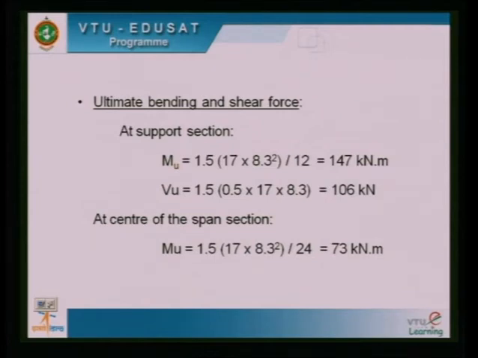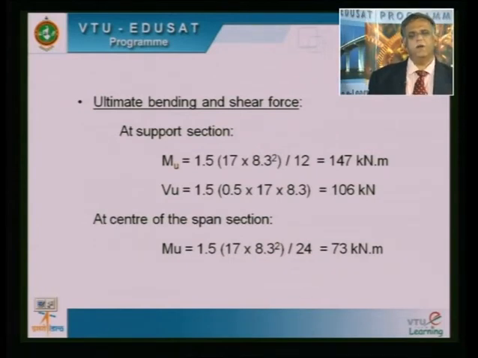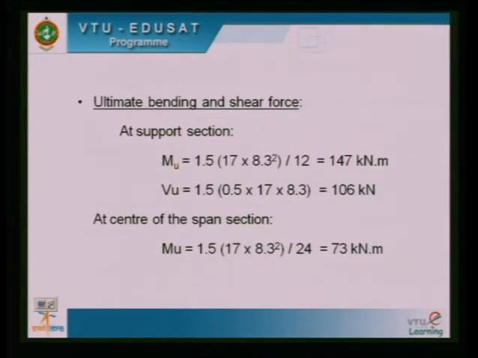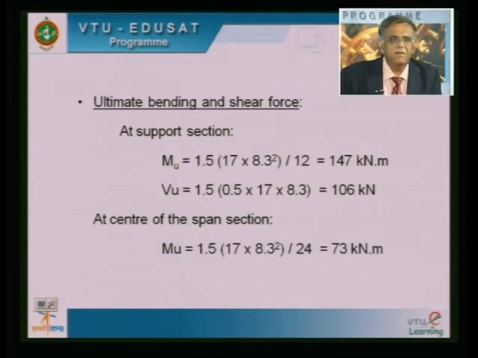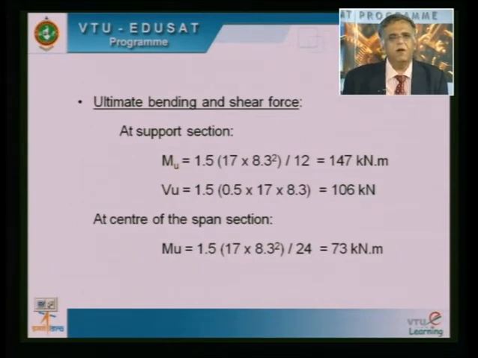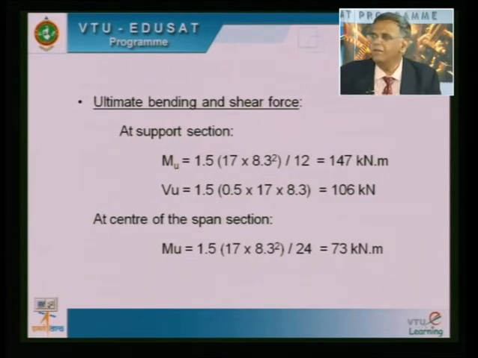The first moment is at the support, which is 17 into 8.3 square by 12. At the support, please assume this value as W square by 12, as you had assumed the mid span moment as W square by 8. In the mid span, normally we take the moment as W square by 8, but at the support it will be W square by 12. Please note this down, and hereafter take the support moment as WL square by 12. In fact, one can do the moment distribution or the analysis and arrive at the exact value of the moment to be taken at the support. But right now, at this level, assume this as WL square by 12.